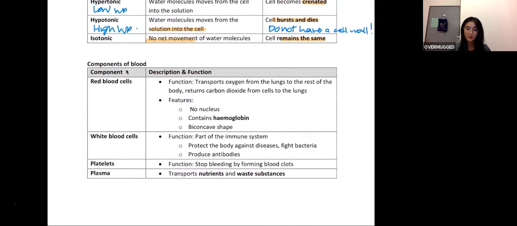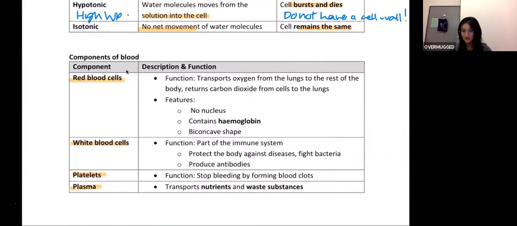What's next? Components of blood. So remember, in blood, there are 4 main components: red blood cell, white blood cell, platelet, plasma. You need to know how they look. Red blood cells always have a donut-looking shape. White blood cells have an irregular shape.